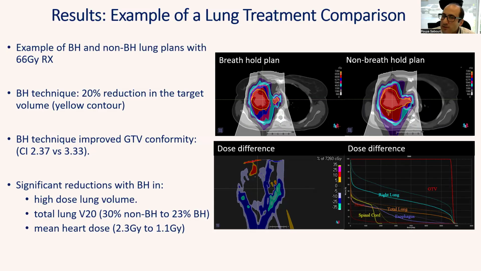We also saw better GTV conformity with the breath hold plan. So the conformity index in this case improved from 3.3 in the non-breath hold plan to 2.37 in the breath hold plan for the GTV. And that translates to real clinical advantages. So we saw for this patient a drop in the high dose lung volume, about 30% actually. V20 went down by 30% in the breath hold plan. And the mean heart dose was cut in half from 2.3 to 1.1. The dosimetric differences highlight that breath hold can really benefit these cases, especially in terms of sparing surrounding organs.